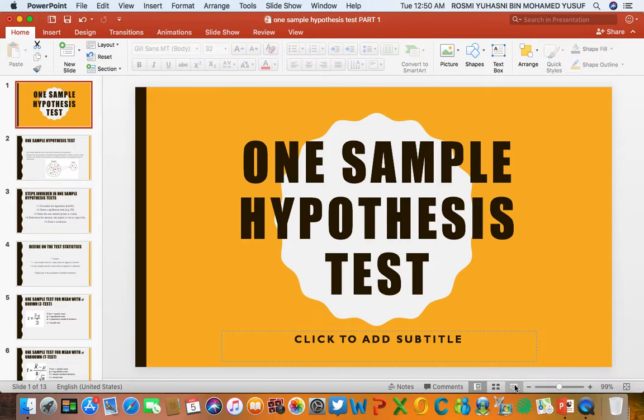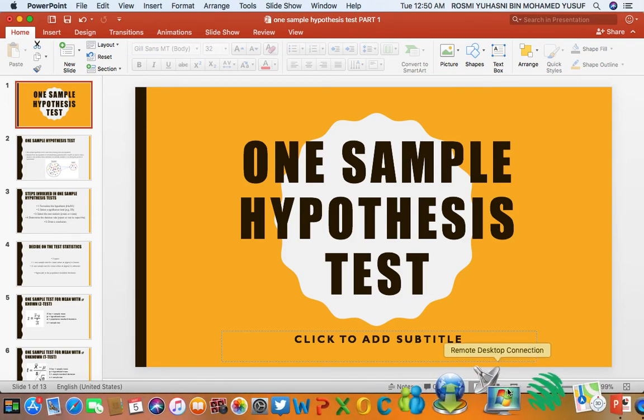tests. The first test is called one sample hypothesis test. The second test is called two sample hypothesis test. The third test is called ANOVA test. And the last test, or the fourth test, is called chi-square test. So we will begin with one sample hypothesis test.